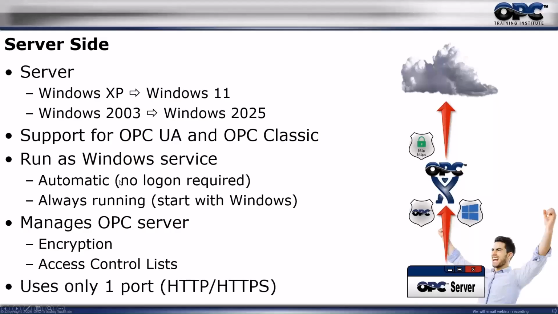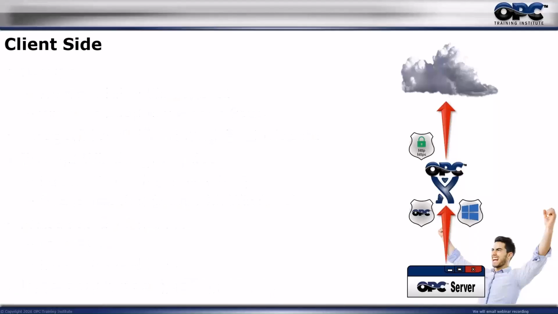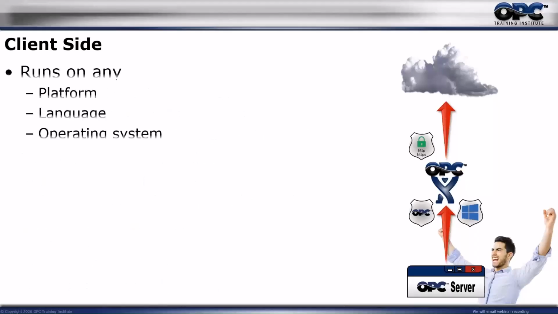And again, using only one port. Now, whether you choose HTTP or HTTPS, you're only using one. You can use both, of course, but you're only using one port. So if you're using HTTP, you could use port 80, for example. HTTPS, you could use 443. But you can also set these ports to whatever you want. So if you're using a different port, then you can do that as well. It's completely configurable.